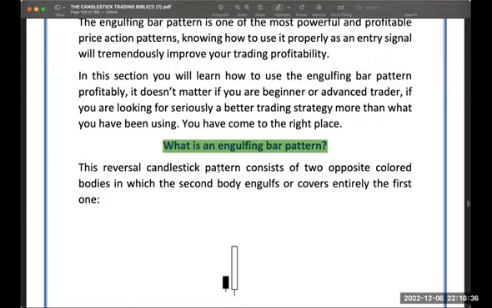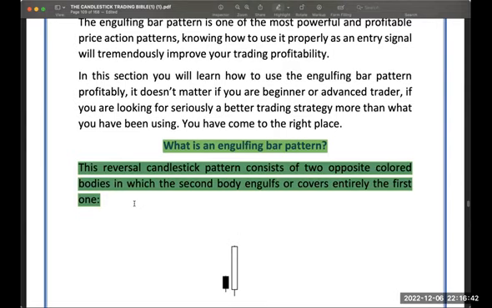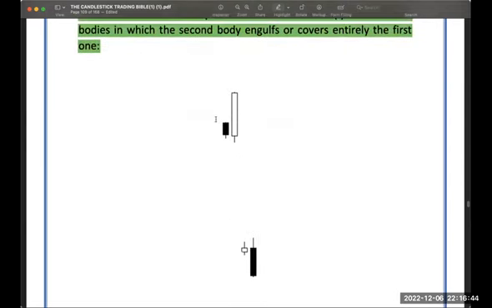This reversal candlestick pattern consists of two opposite colored bodies in which the second body engulfs or covers the first body. Okay, you can see this is an example. If it's going up, it's called a bullish engulfing candle. If it's coming down, it's called a bearish engulfing candle.